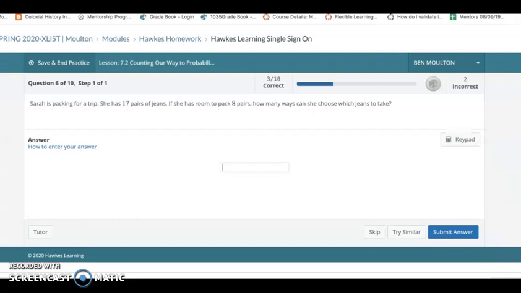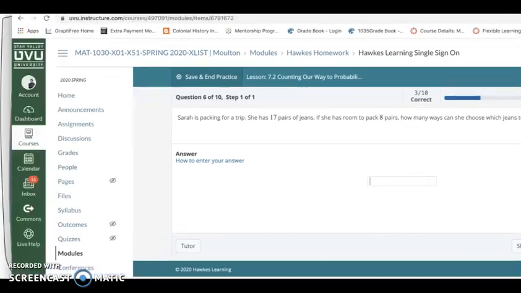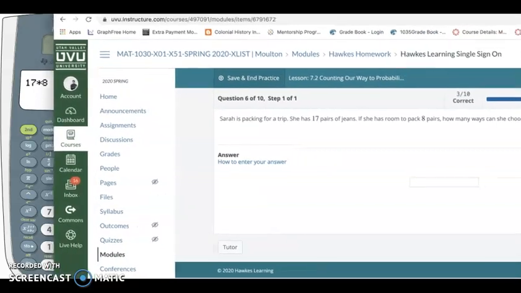All right, and if I'm not mistaken on this one, you just multiply the 17 and the 8 together because you're looking at 17 pair of jeans. She's going to pack 8 of them. So if you just multiply them, you should have your answer. I think I did this in advance. Let's see. Yeah, 17 times 8, 136. Should we check it and see if we're right?